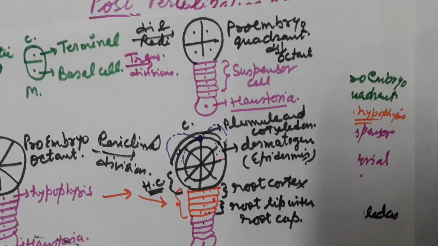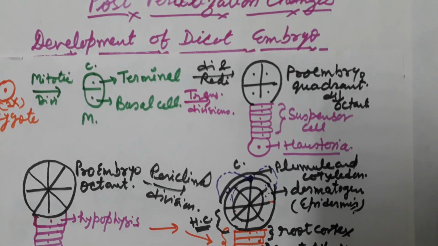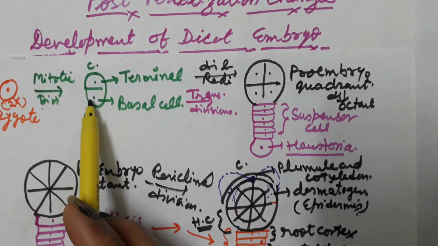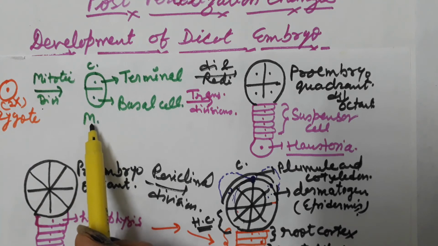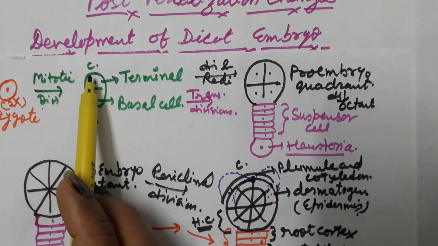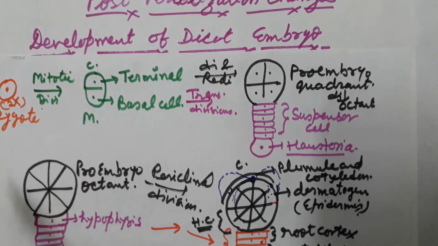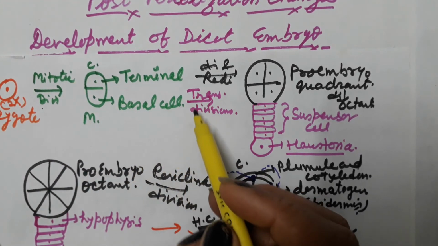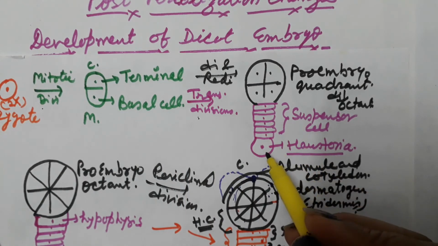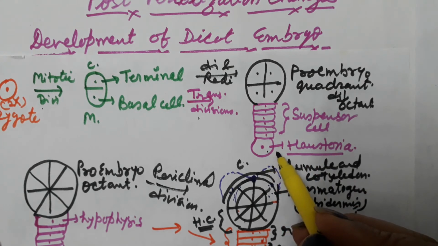Let us take a quick revision of what happened here. In the zygote cell, mitotic division takes place. Two cells are produced. The cell present towards the micropillar end is known as the basal cell. The cell present towards the chalazial end is known as the terminal cell. In the basal cell, transverse division takes place and a many-celled suspensor is produced. The lowermost cell of the suspensor, which is towards the micropillar end, is known as the haustorium.